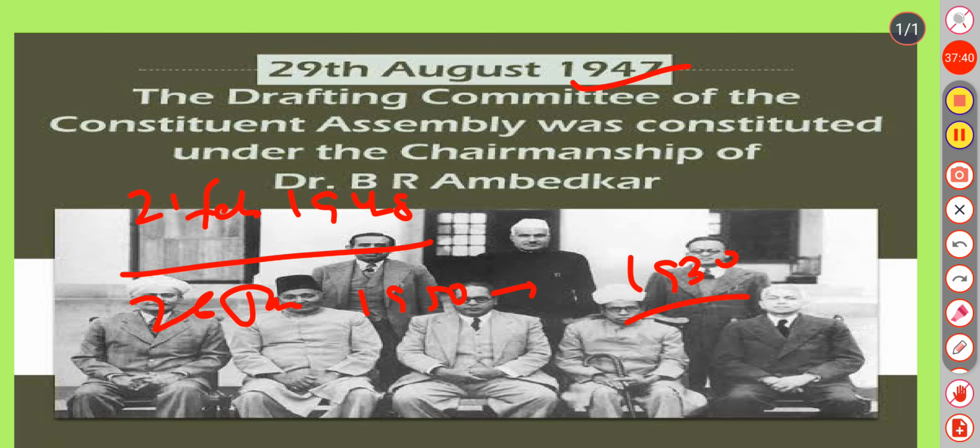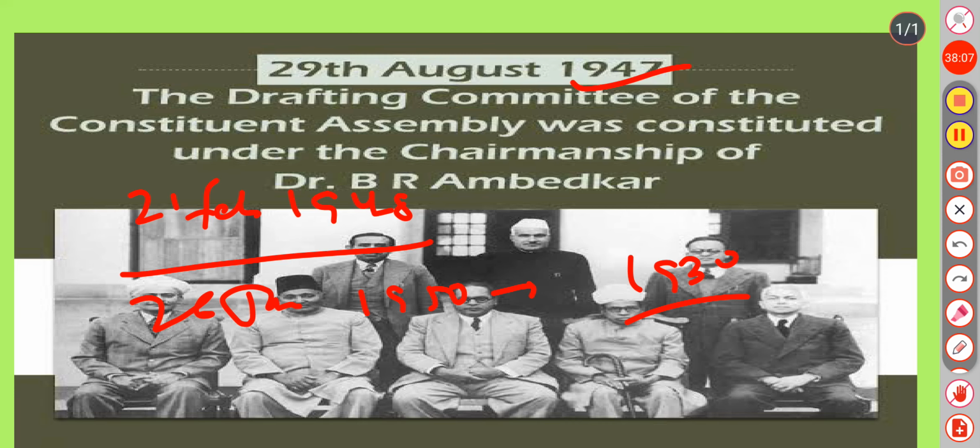Okay, and federal system with unitary features. The Constitution contains federal features of government like division of power, written constitution, independent judiciary, and bicameralism, but a large number of unitary features like a strong center, single citizenship, flexibility of the Constitution, integrated judiciary, emergency provisions, etc. Okay, so these are the important things.